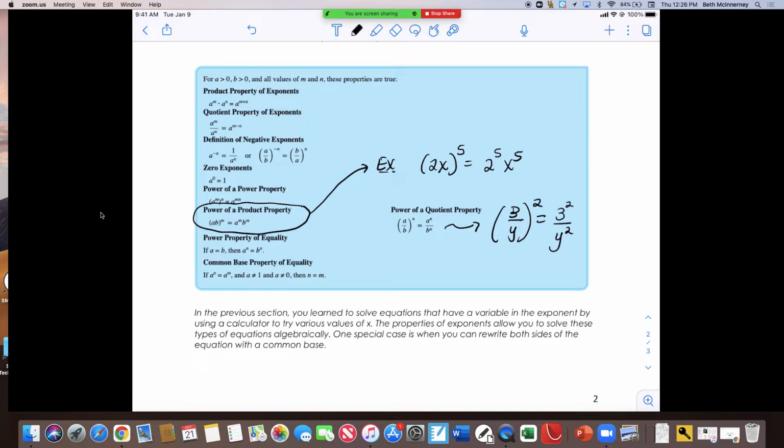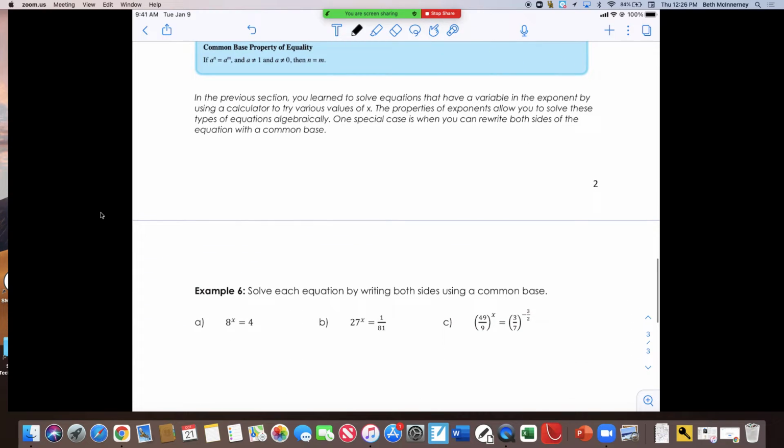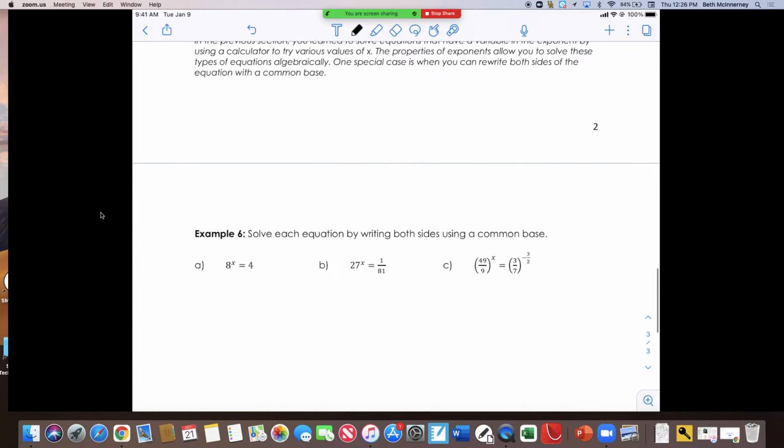All right, in the previous section, you learned to solve equations that have a variable in the exponent by using a calculator to try various values of x. The properties of exponents allow you to solve these types of equations algebraically. One special case is when you can rewrite both sides of the equation with a common base. So, let's look at example 6. It says solve each equation by writing both sides using a common base.